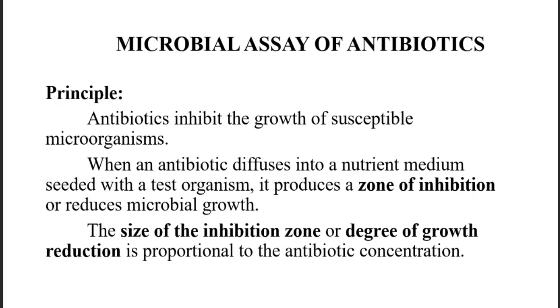Microbial assay of antibiotics. Principle. Antibiotics inhibit the growth of susceptible microorganisms. When an antibiotic diffuses into a nutrient medium seeded with a test organism, it produces zone of inhibition or reduced microbial growth. The size of the inhibition zone or degree of growth reduction is proportional to the antibiotic concentration.